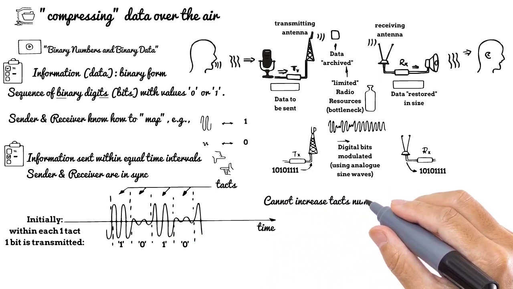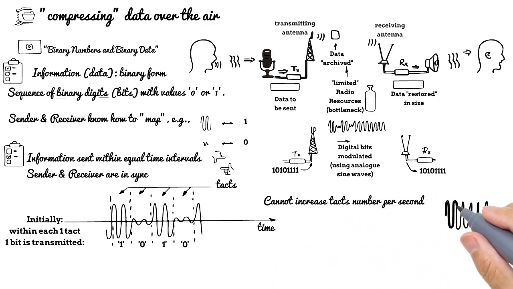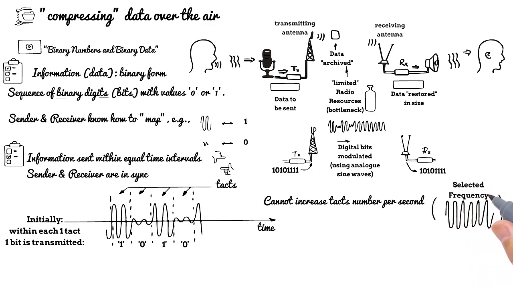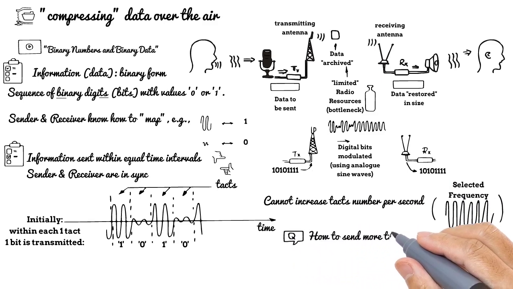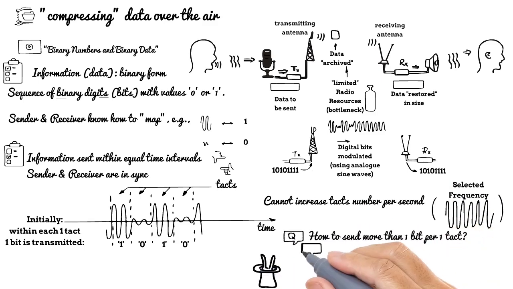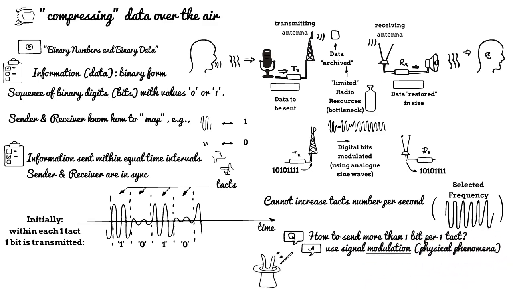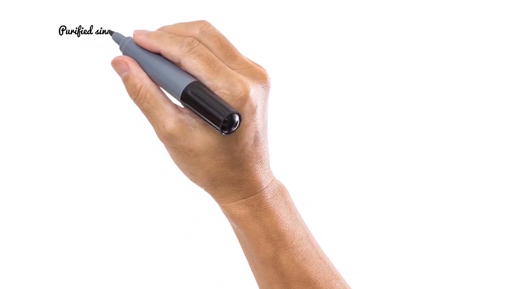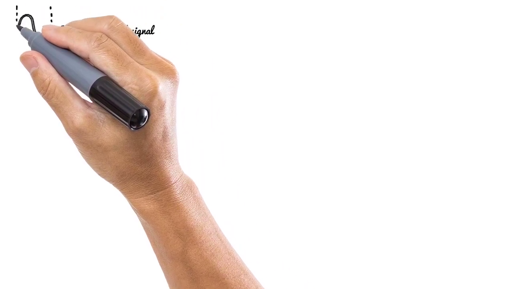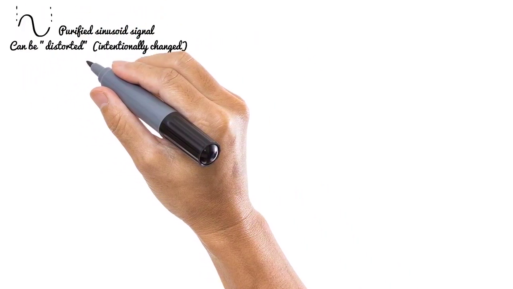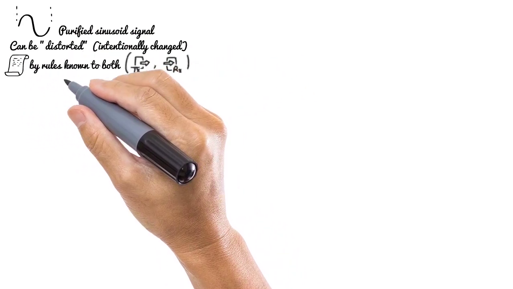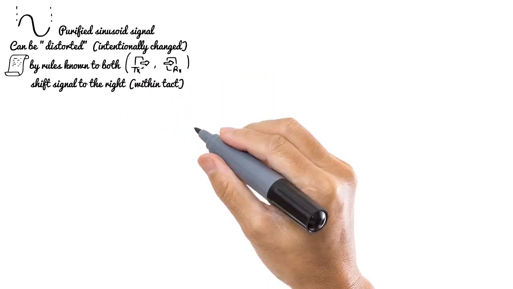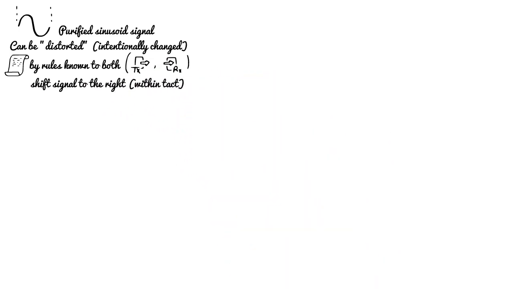We cannot increase the tact number per second. It's determined by radio standards and frequencies used. The only way to increase throughput is to try to send more than one bit per one tact. The idea is hidden in a trick of signal modulation, a physical phenomenon. Simplified, if we look into our purified sinusoid signal, it can be somehow distorted, intentionally changed by rules known to both transmitter and receiver. For example, we can shift our sinusoid signal kind of to the right for the duration of the tact. This is named phase modulation.